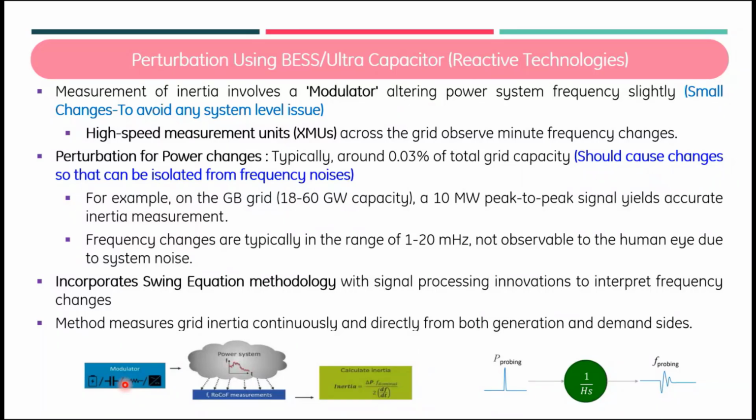So they capture the frequency and they know how much delta P they have introduced into the system. They capture the frequency in the entire system and, utilizing the swing equation, they calculate the inertia. So they have a probing signal, and whatever variation in frequency is observed will be decided by the inertia of the system. This has also been deployed in various countries. They have deployed this kind of technology, and inertia estimation based on probing or perturbation methods is also being utilized.